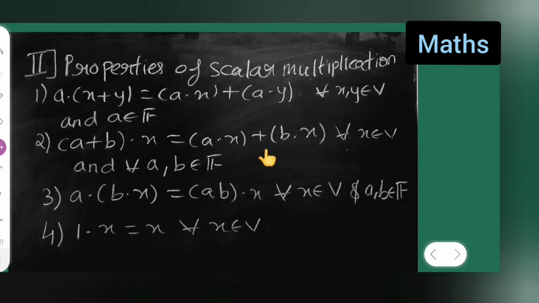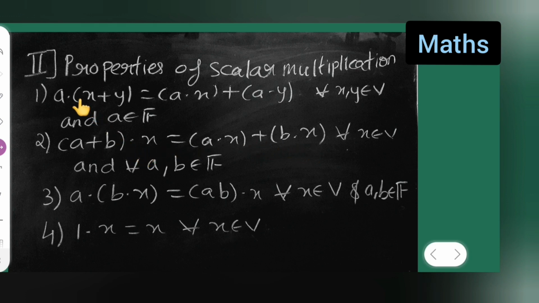Next, moving towards the properties of scalar multiplication. Now these are the properties of scalar multiplication. First, a dot (x plus y) is equal to a dot x plus a dot y for all x, y belonging to V, and a belonging to the field. Here x and y belong to the vector space, and a belongs to the field. Next, the second one is (a plus b) into x is equal to a dot x plus b dot x.